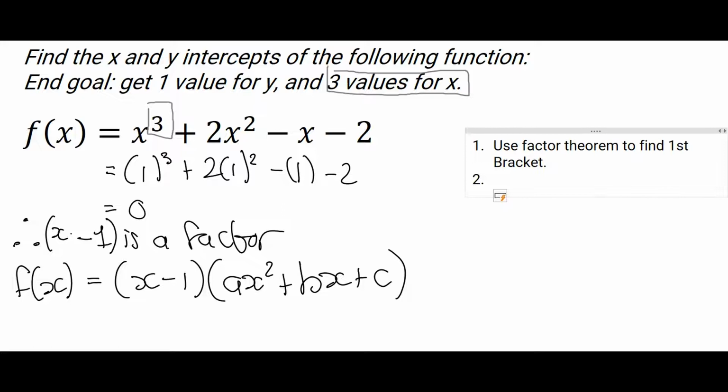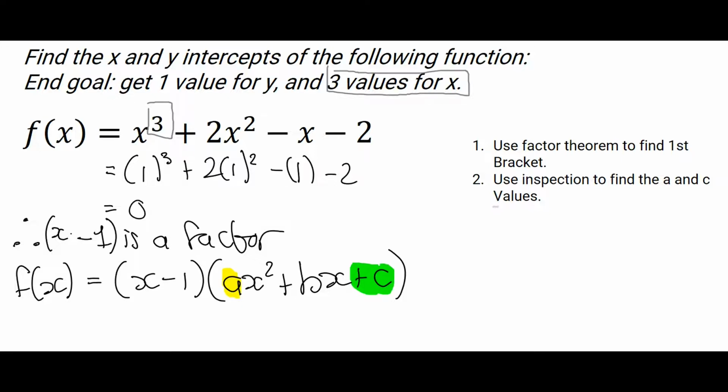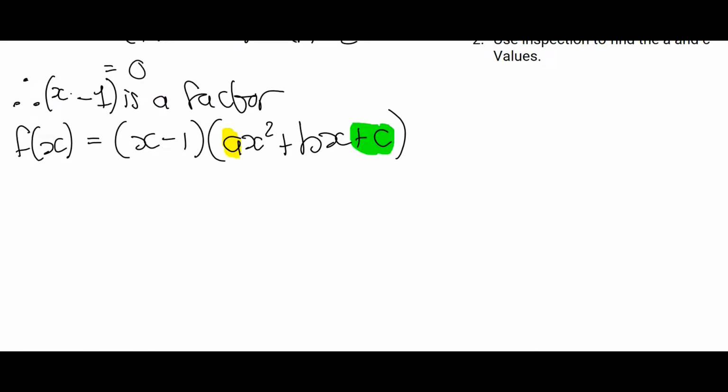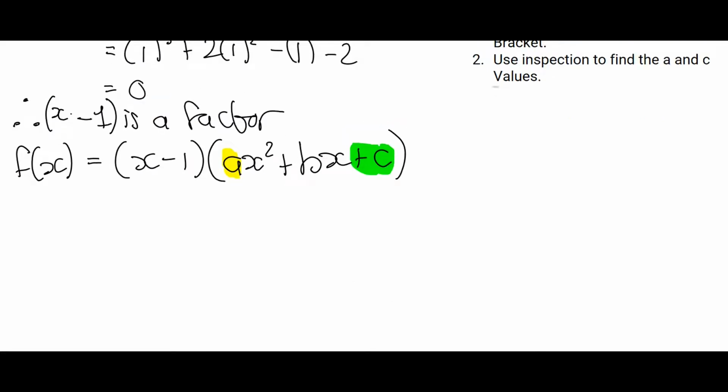You're going to use inspection to find the a and c values. So the a and c values are going to be your first value in front of the squared term and your last value, which is a constant value, just a number. So let's do that. Going to scroll down a bit. Okay, so first things first.